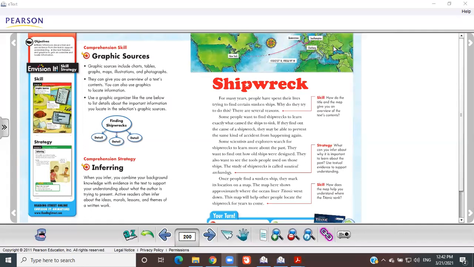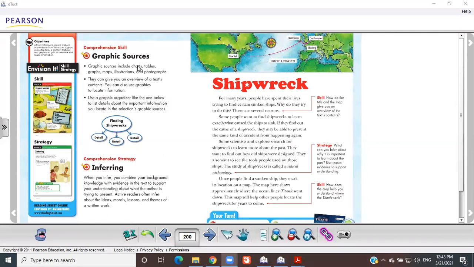Okay, so the graphic sources, Khalid, we cannot hear you properly. So Omar, here the graphic sources, they include what? They include charts, tables, also graphs, maps, and illustrations, and photographs. Very good. So the graphic, it is related to everything we see.